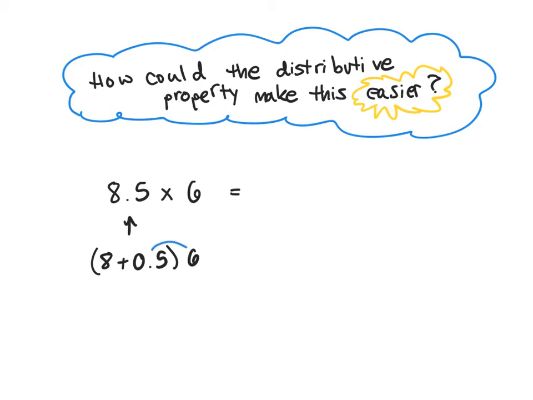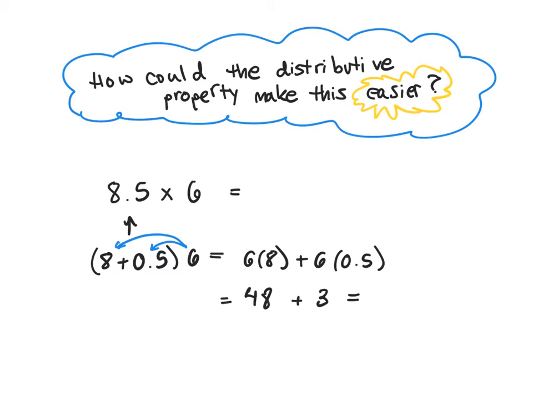So let me distribute that 6. I'm using the distributive property here. So now I have 6 times 8 plus 6 times 5/10. Well, 6 times 8 is 48. And 6 times 5/10, or 6 times 0.5, is 3. And I can add those together. 48 plus 3 is 51.